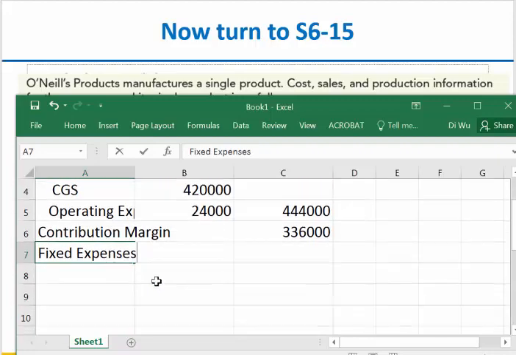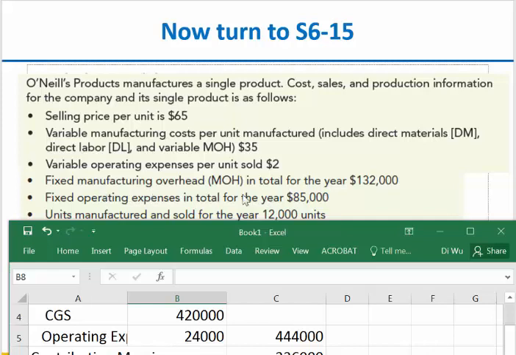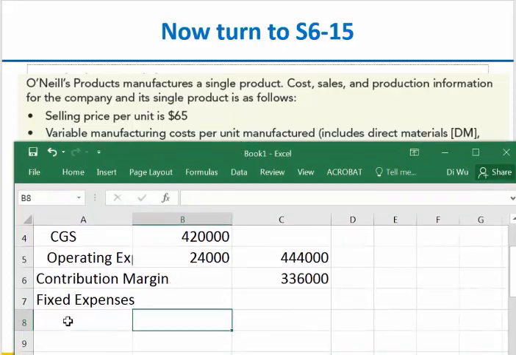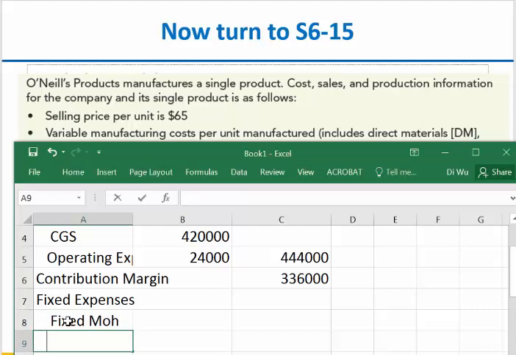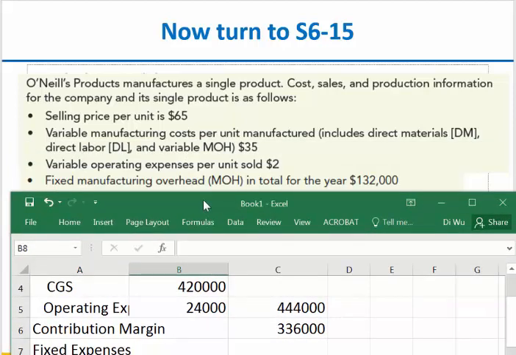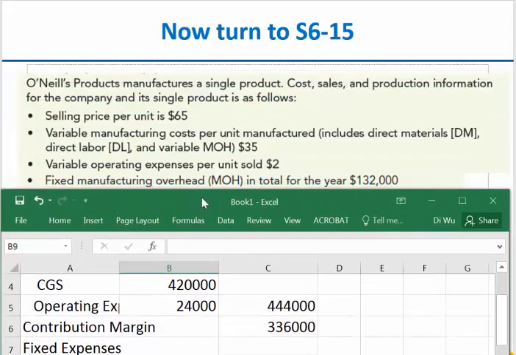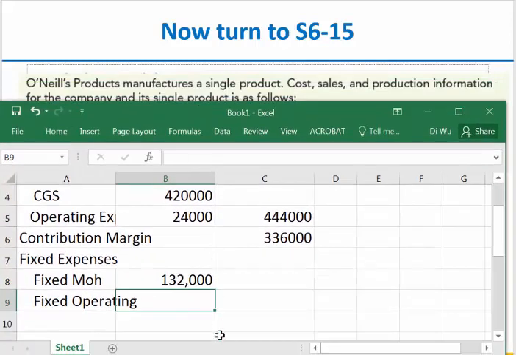Next, I'm going to take a look at fixed expenses. There are two places for fixed expenses. One is the fixed manufacturing overhead, and the second one is the fixed operating expenses. I'm going to use both of them. The first one is fixed MOH, the next one is fixed operating. These numbers are just given, so it's pretty easy to get them. One is 132,000, and the next one is 85,000. Perfect.